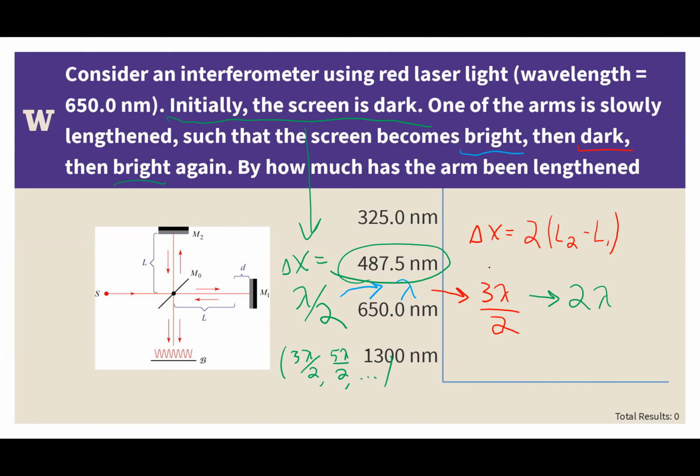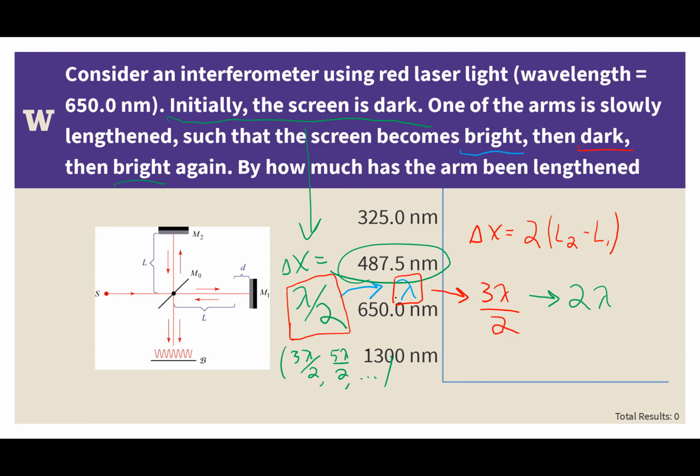So if I start in a situation where I have destructive interference, where the light coming from the two different pathways lines up crest to trough, then that means the path difference is going to be something like lambda over 2, or 3 lambda over 2, or 5 lambda over 2, or something similar to that. So if I lengthen one of the arms, when the screen becomes bright, I know that the path difference has now changed to a whole number of wavelengths. So now I've gone from lambda over 2 to lambda.